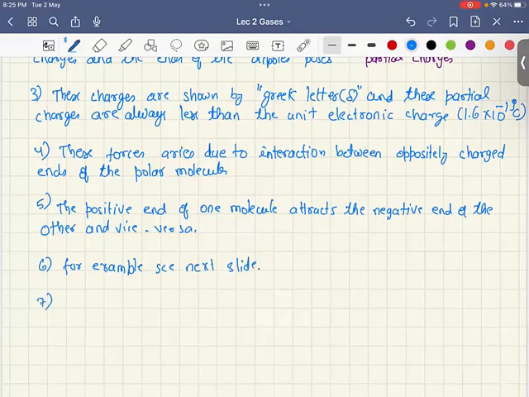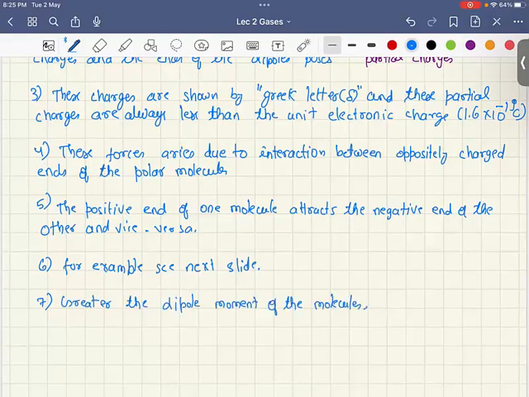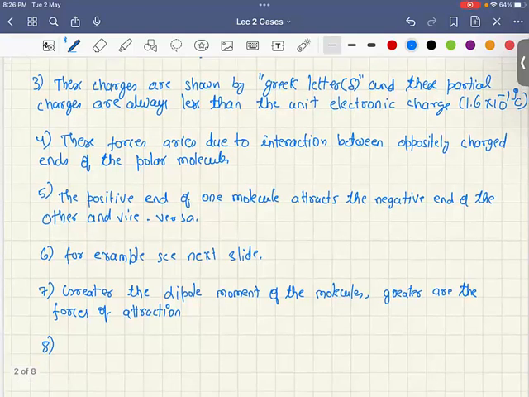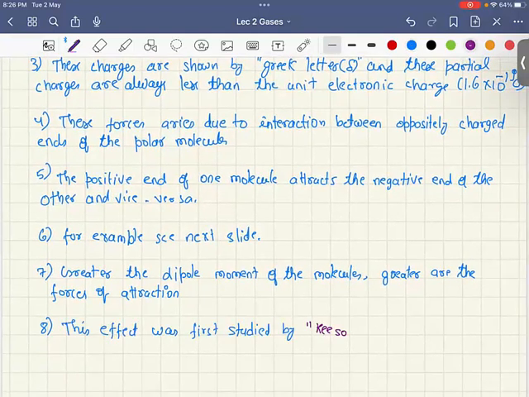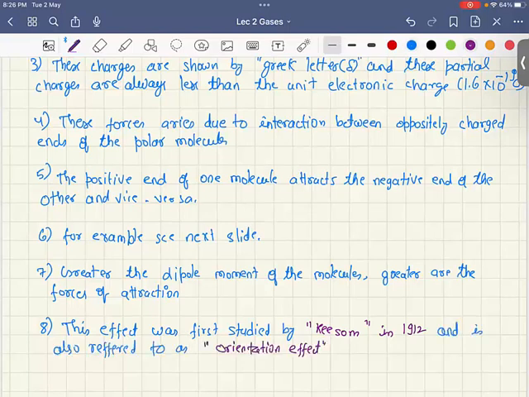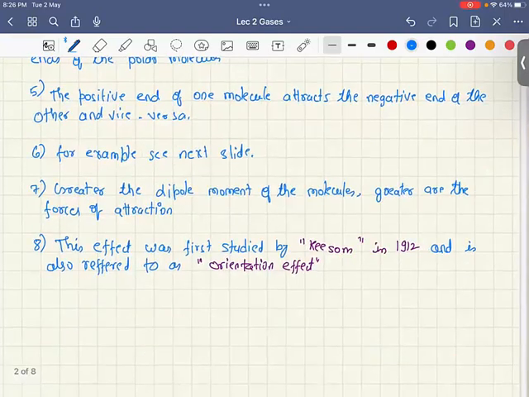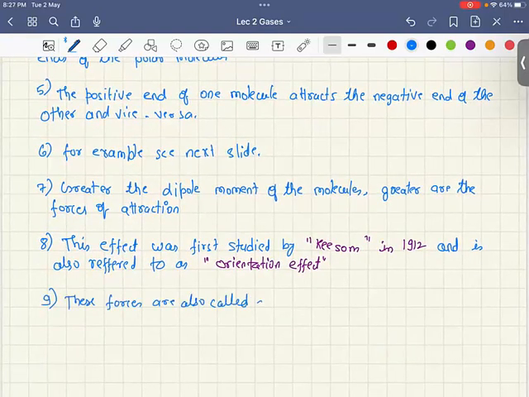The greater the dipole moment of the molecule, the greater the forces of attraction. This effect was first studied by Keesom in 1912 and is also referred to as the orientation effect. And these forces are also called, you guessed it right, Keesom forces.